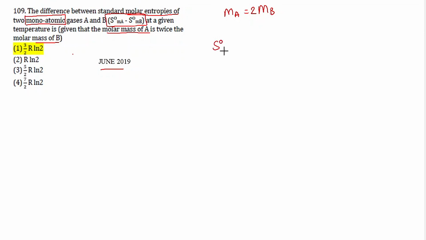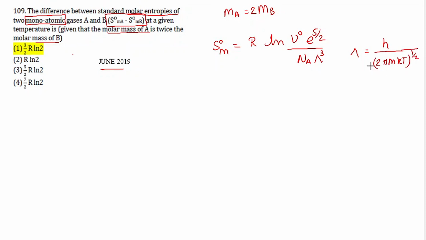That is, we can write S0 molar will be equal to R ln V0 e raised to 5 by 2 upon Na into capital lambda cube. So this is the expression, our Sackur-Tetrode equation. And over here capital lambda we know is h upon (2 pi mkT) raised to 1 by 2. This is the value of our lambda, that is the thermal de Broglie wavelength.